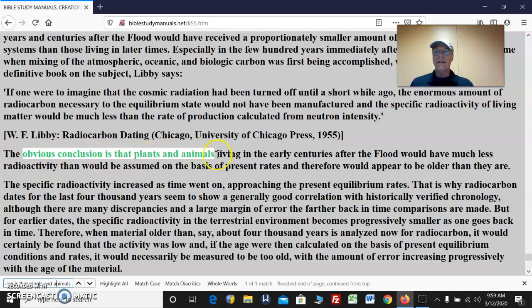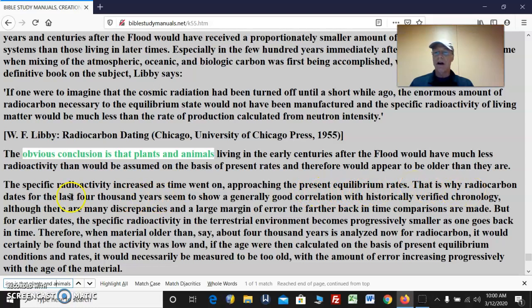So the obvious conclusion is that plants and animals living in the early centuries after the flood would have much less radioactivity, we're talking about radiocarbon dating, than would be assumed on the basis of present rates, and therefore would appear to be older than they are. Because remember, the protection of the canopy over the earth that carried the water for the worldwide flood. The specific radioactivity increased as time went on, approaching the present equilibrium rates.